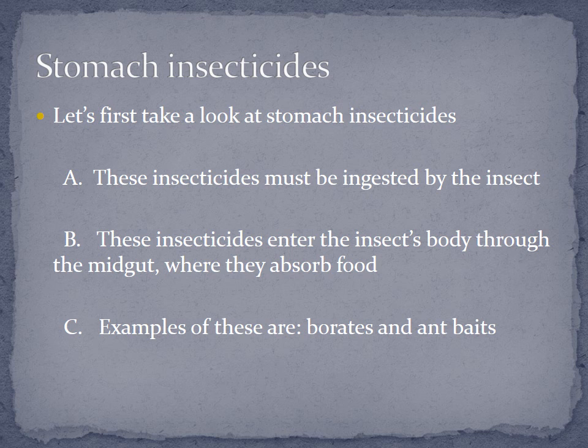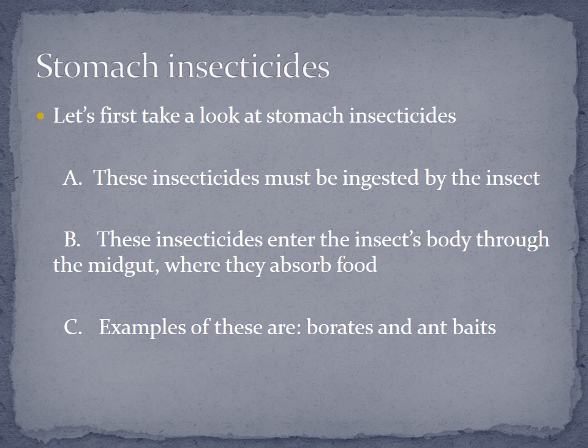Okay, let's dig in and take a look at stomach insecticides. A, these insecticides must be ingested by the insect. Obviously that would make sense because this is how the products are going to work their way down to the insect's stomach. B, these insecticides enter the insect's body through the midgut where they actually absorb the food. C, examples of these are going to be borates and ant baits. These are going to be very common types of products as you go through your pest management career.